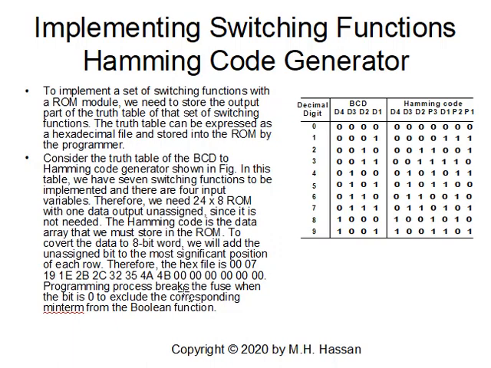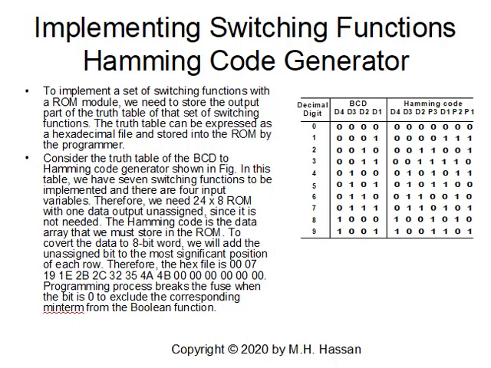So when we load this text file, like an ASCII simple text file, into the burner, it will program the EEPROM for you. The programming process breaks the fuse when the bit is 0, and excludes the corresponding minterm from the Boolean function. So if it is 0, we'll break the fuse. There's no connection. The minterm will not be used, or will be excluded.